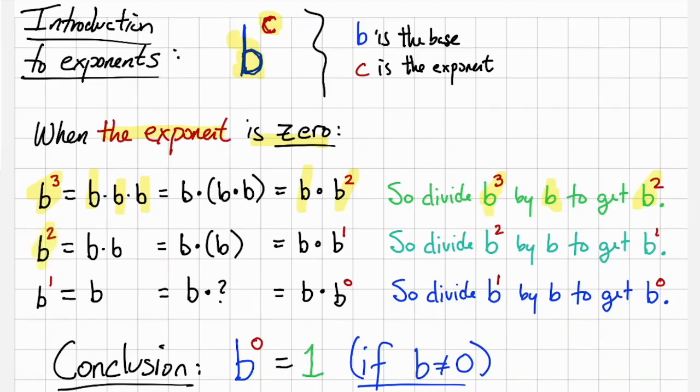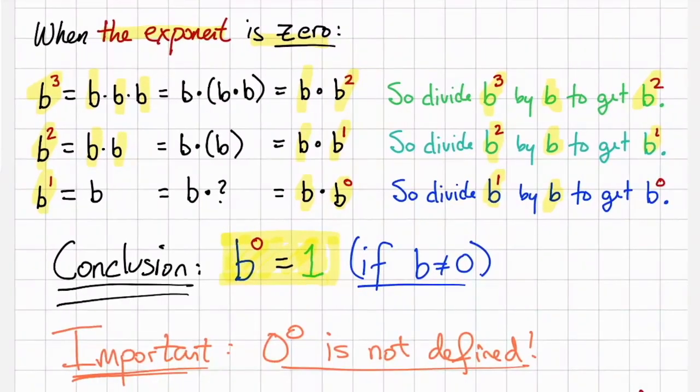Similarly, if we take b squared, we write that as b times b, or as b times b to the first. We see that if we divide b squared by b, we'll get b to the first. Let's do that one more time. If we take b to the first, we can write that as b times b to the 0. And so if we want to get b to the 0, we divide b to the first by b, and what's b divided by b? 1. And so whenever b is not equal to 0, b to the 0 is equal to 1. It's important that b is not equal to 0 because 0 to the 0 is not defined.